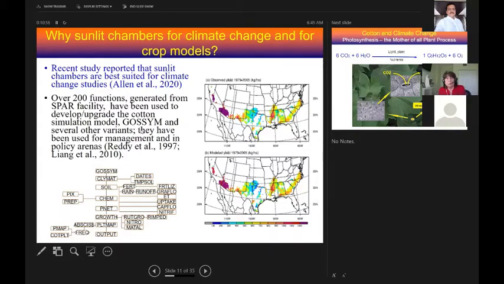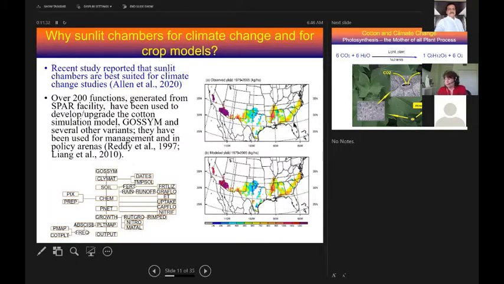And over the years, we have developed this. We are the only group that has developed functional algorithms for cotton, over 200 functional algorithms that are being incorporated into the cotton simulation model called GOSSYM. It's being tested not only at the farmer producer level, but also by other agencies to make some sort of policy decision. Here on the right-hand side, I just wanted to show you how this functions, from studies to functions to modeling to field applications.